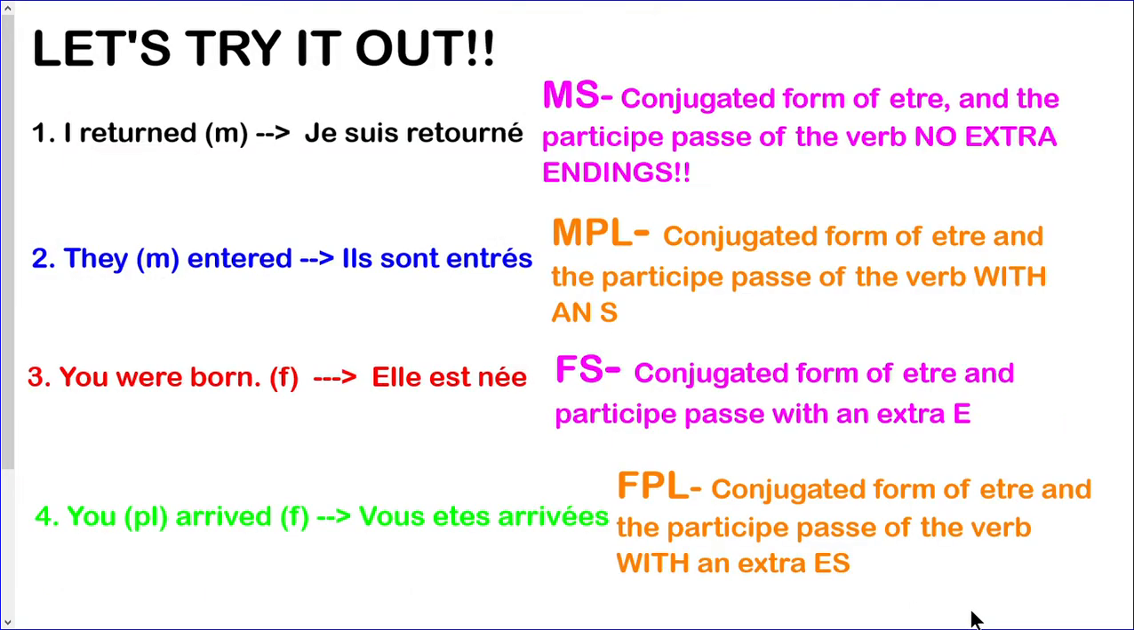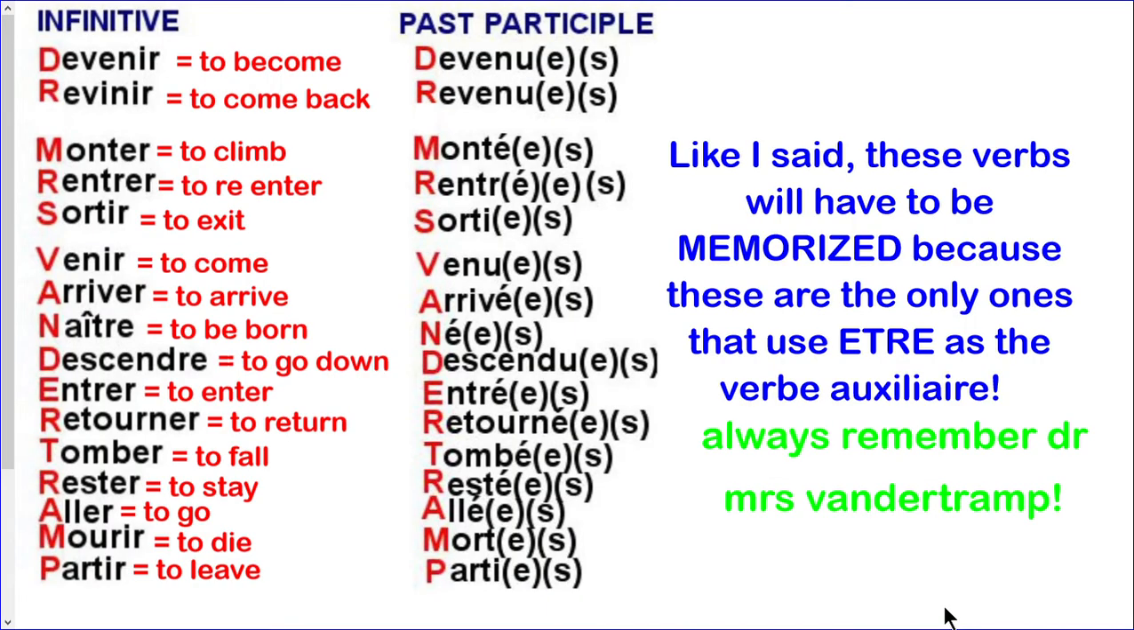All right, let's try it out. So number one, I returned. And as you see there, I put a bracket M. Je suis retourné. This is a masculine singular sentence. It has the conjugated form of être and the participe passé of the verb. No extra endings. Exactly what you saw in this chart right here. Without those brackets, that is what I'm going to put for masculine singular sentences.